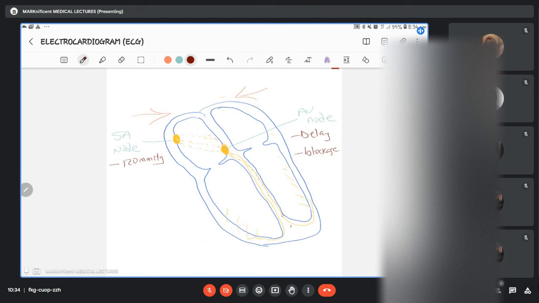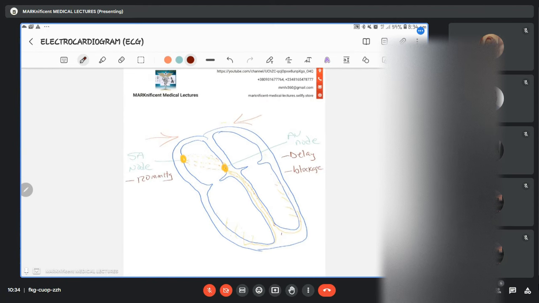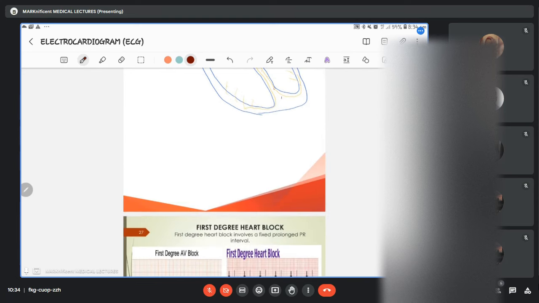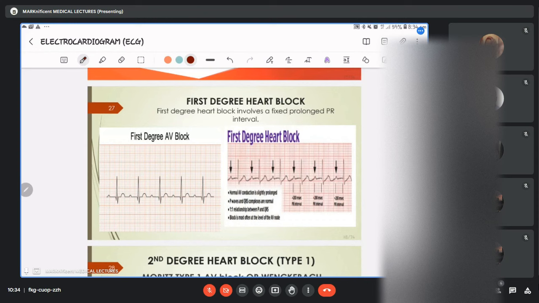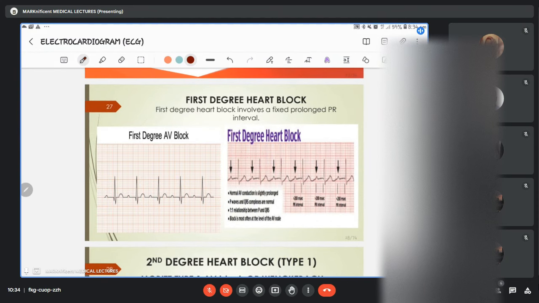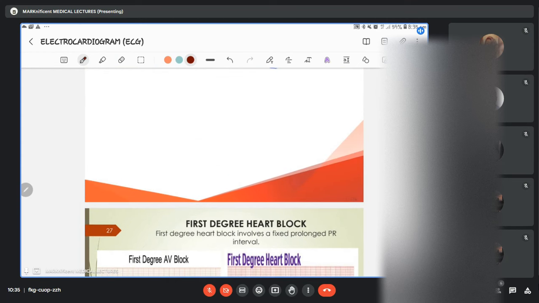That's what we talk about: degree of heart block. That is heart blockage. So that is the idea about heart blockage. Now, going back to this, there's the first degree, like I said, of heart block. There's a second degree, there's a third degree. Second degree has type 1 and type 2. But the first and third are just first and third. There's no type. So in the first degree, going by the concept of just seeing up there, it involves a fixed prolonged PR interval.